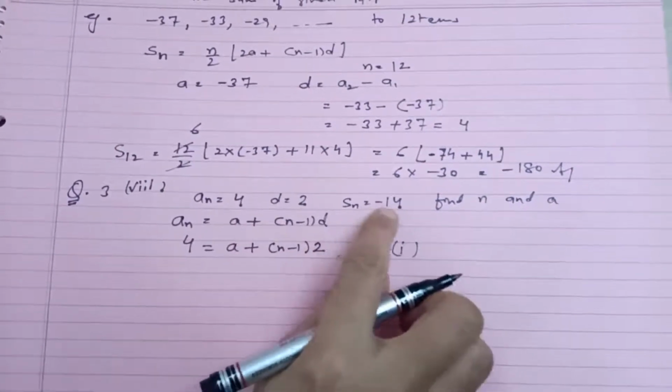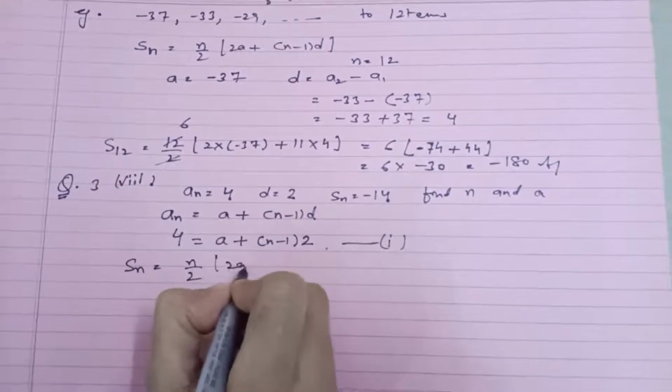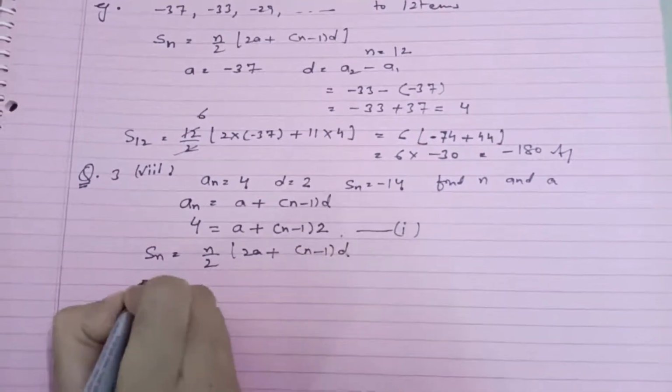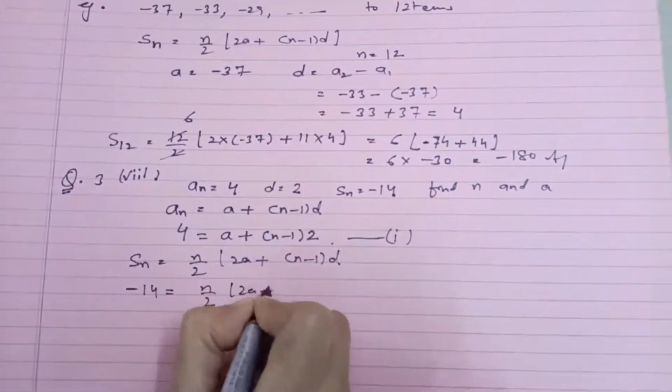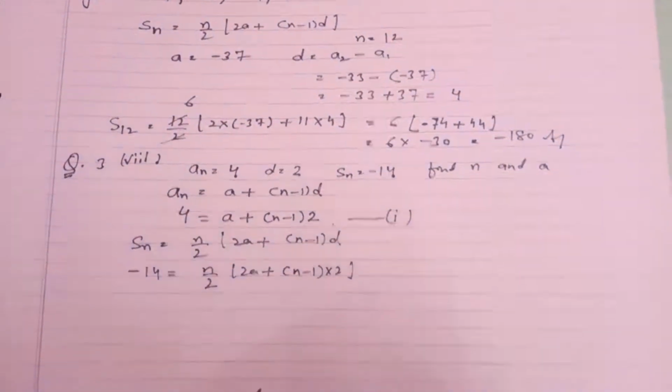Sn equals minus 14. So what is the Sn formula? It is n by 2 into 2a plus n minus 1 d. Sn is already given, so I am going to put here minus 14 equals n by 2 into 2a plus n minus 1 d. D is already given as 2. Yes or not?